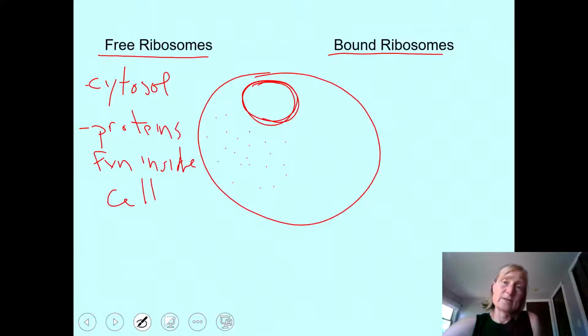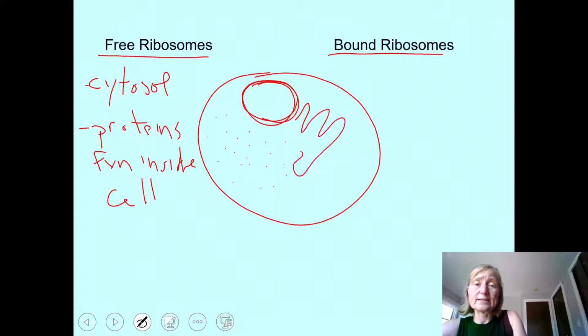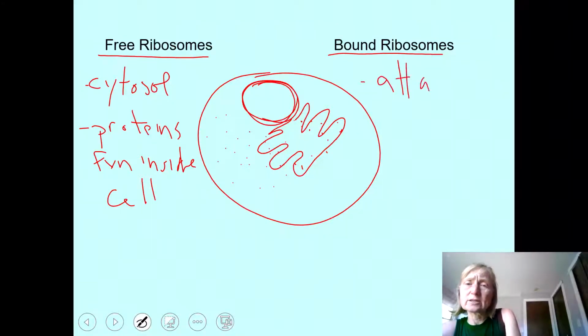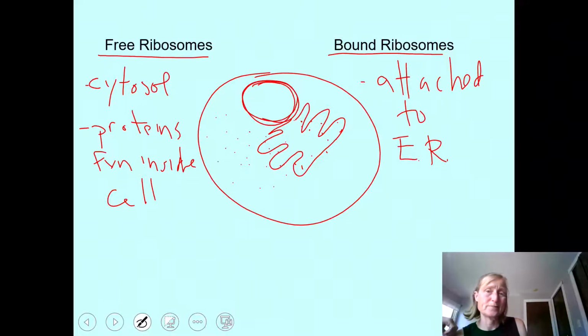There are other ribosomes that structurally are very similar to the free ribosomes, but those ribosomes become attached to a structure called the endoplasmic reticulum. And so they become, and I'm just going to draw little dots on my endoplasmic reticulum. Just write down ER for endoplasmic reticulum, but they become bound to the ER. So I'm going to write down attached to endoplasmic reticulum. Look ahead if you want to learn how that's spelled. And these ribosomes make proteins that tend to function outside of the cell.